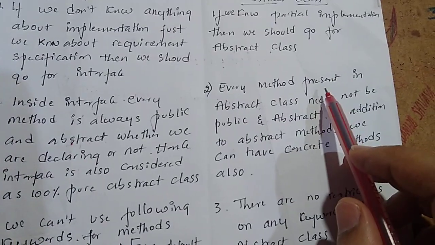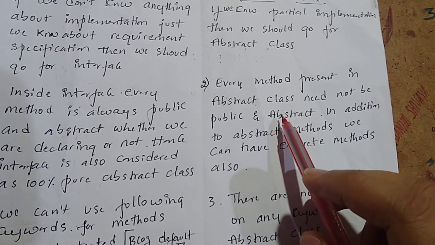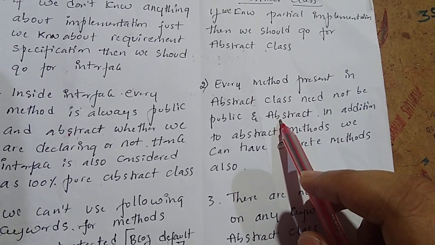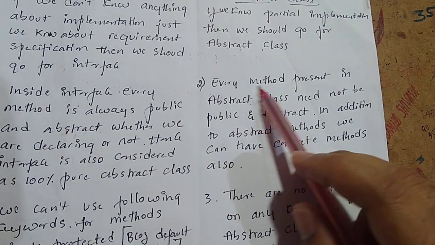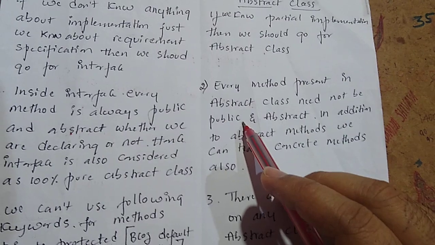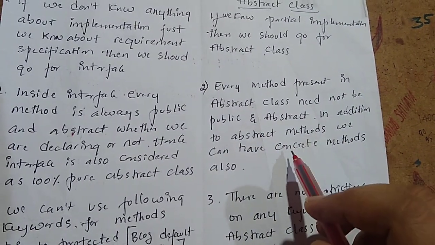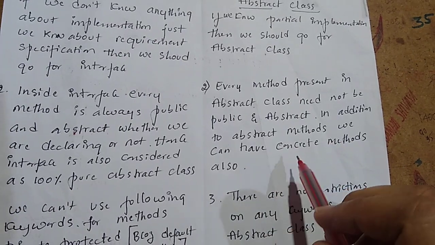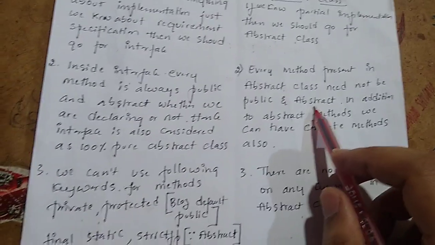Whereas in an abstract class you will find functions with a definition and without any definition. We call that a concrete class. Every method present in an abstract class need not be public; we can use any access specifier. In addition to abstract methods, we can have concrete methods also. Concrete method means a function with a definition. Abstract method means a function without any definition.